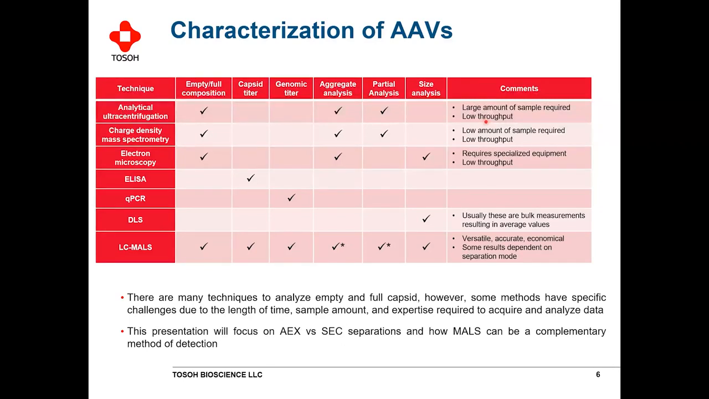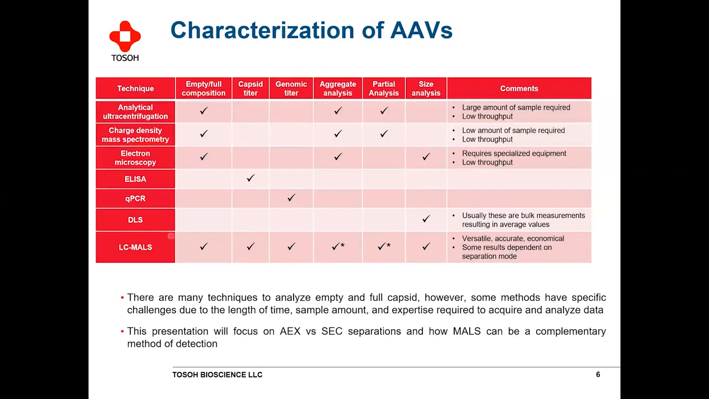One single run takes a very long amount of time. And so if you have a lot of AAV samples that you're trying to characterize, you're not really going to get that turnaround time. The same thing can be said for CDMS, charge density mass spectrometry. So like you can see, there's quite a few methods, but one of the big issues is really the requiring of specialized techniques, expensive equipment, and then throughput.